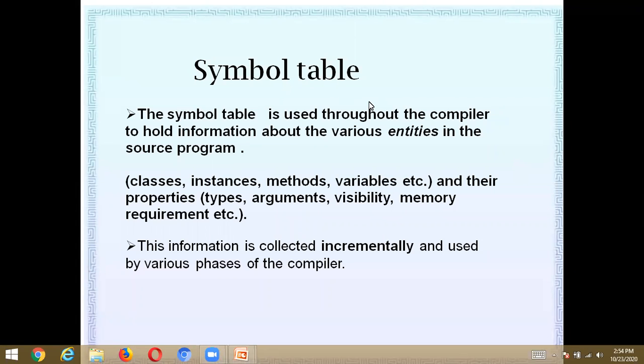And how does the symbol table act here? We are using the symbol table for storing purposes, that means storing the information, right?